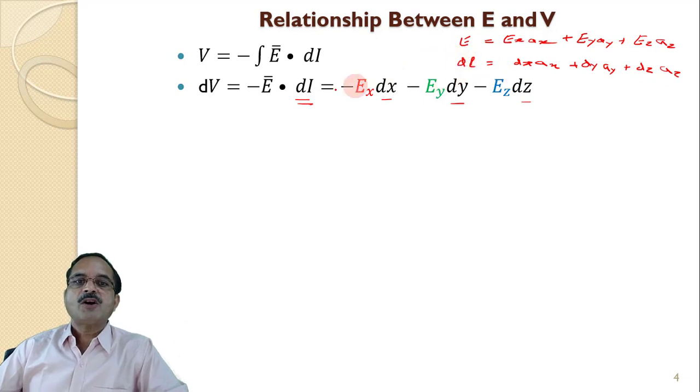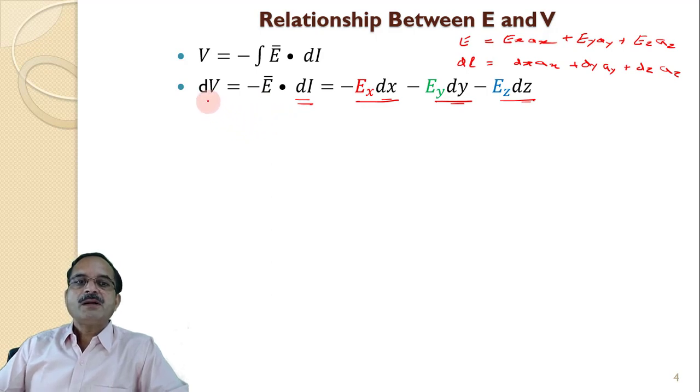If I take the dot product E dot dl, Ax dot Ax is 1, so this gives me Ex dx. Then Ay dot Ay is 1, so this gives me the product Ey into dy. And for the third quantity, Az dot Az is 1, so this gives me Ez into dz. So this is the result of this dot product.